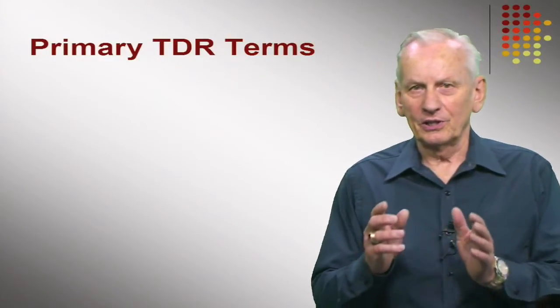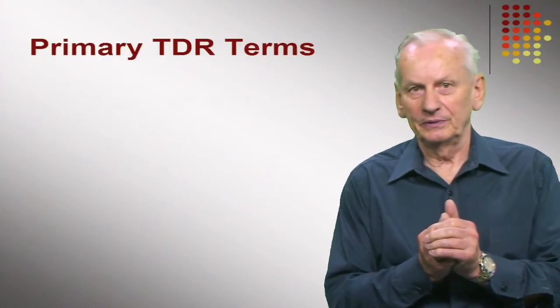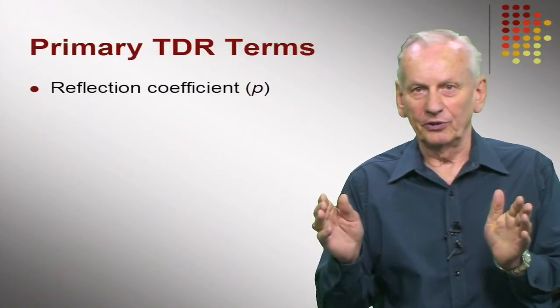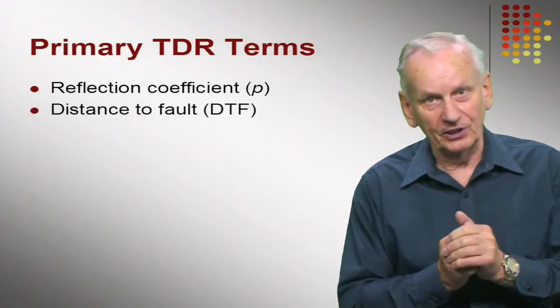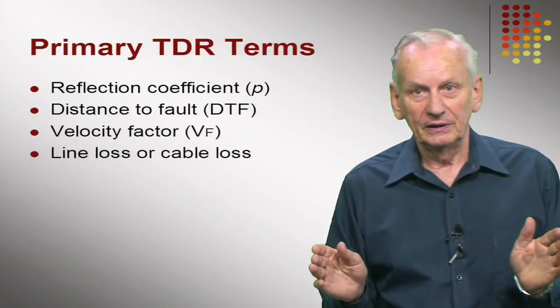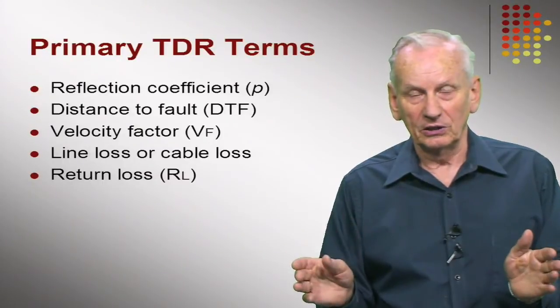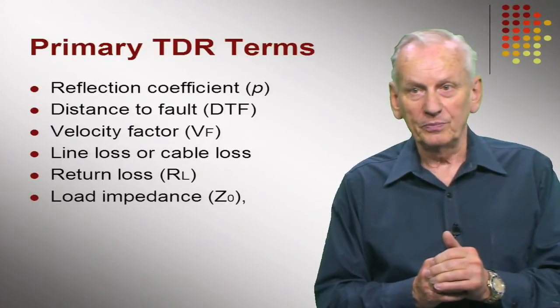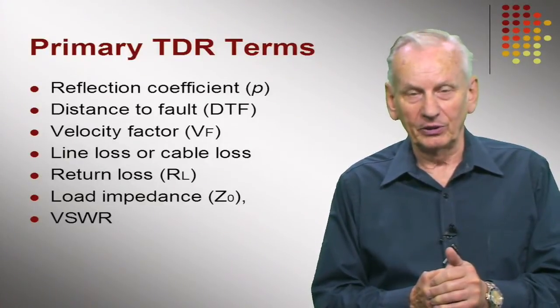Okay, let's talk about some primary TDR terms that you'll find in the technical literature. First one is reflection coefficient. It's the most important one. It's little letter p. The next one is distance to fault. Then we have velocity factor, line loss or cable loss, return loss, RL, load impedance, ZO, and then VSWR.